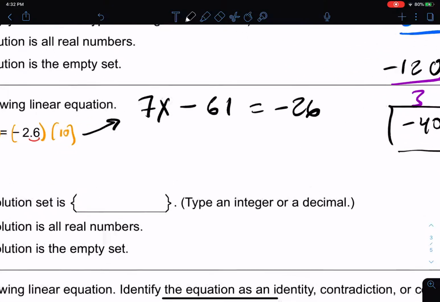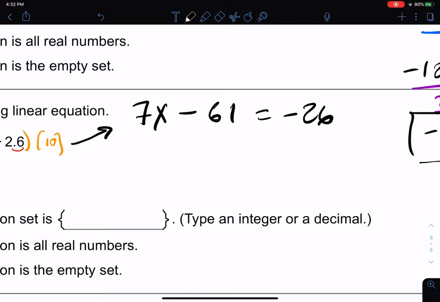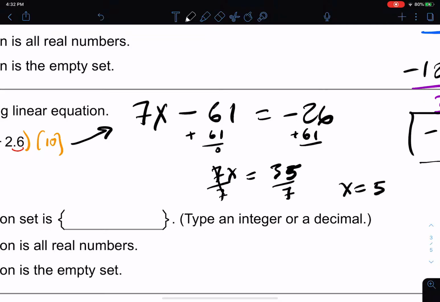Let me zoom in and see if we can do this. We need to add 61 to both sides. That gives us 7x equals, what is this one? Negative 26 plus 61 is 35. And then last step, divide by 7. Reduce, and we get our answer, x equals 5.